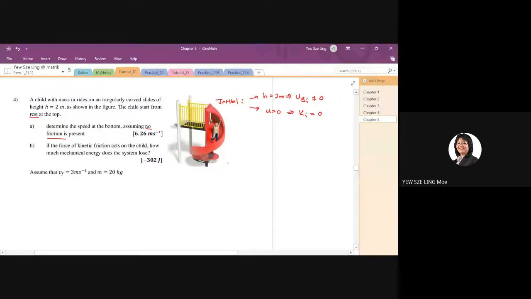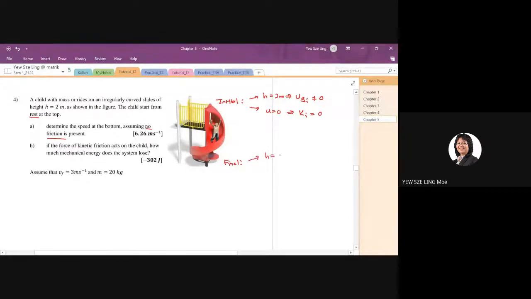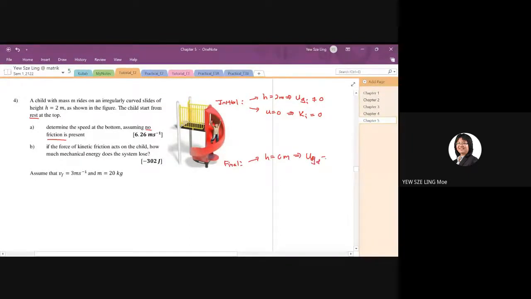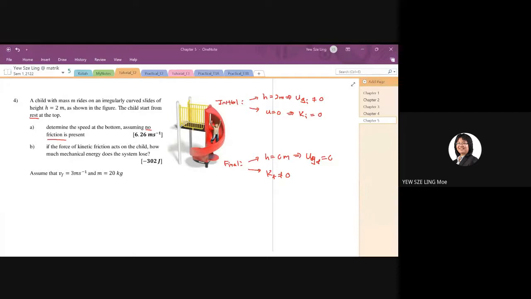So at the bottom, at the final state, what happened is now our h is equal to 0. Usually, like I told you, we take the ground as 0. So h equals to 0. Therefore, our U g final is equal to 0. But then our K final is a non-zero value now because now you want to determine the velocity. Now, does it matter what is the shape of this ride? It doesn't matter, because now you're looking at the energy. What you want is just the initial position and the final position. The path is not that important.